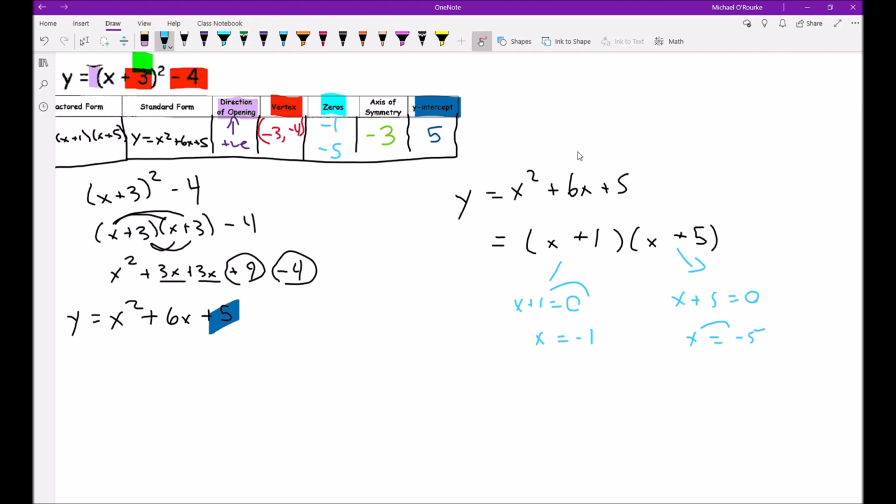Now the one thing I will say, you might get a situation here. What if you can't factor this? What do you do then? What happens if you can't factor that equation? For example, what if this was y equals 2x squared plus 6x plus 5? How would you find your zeros without being able to factor it?